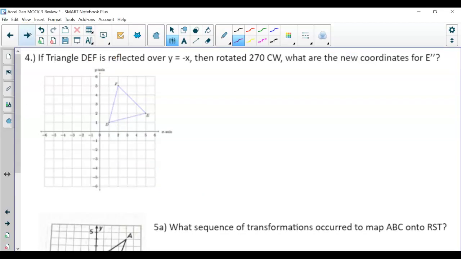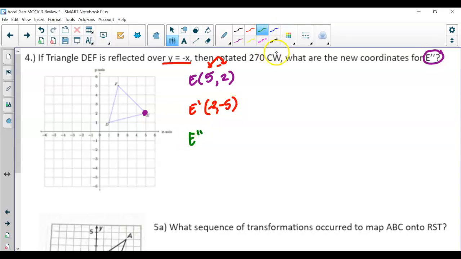Now, number 4, after reading the question, all we're focusing on is what are the coordinates of E double prime? So right now, E is at 5, 2, right? So 5, 2. Now we've got two transformations. So the first is we're reflecting over y is equal to negative x. So remember, you switch the coordinates and change the sign of both. So this is negative 2, negative 5. Then we're going to rotate 270 clockwise.